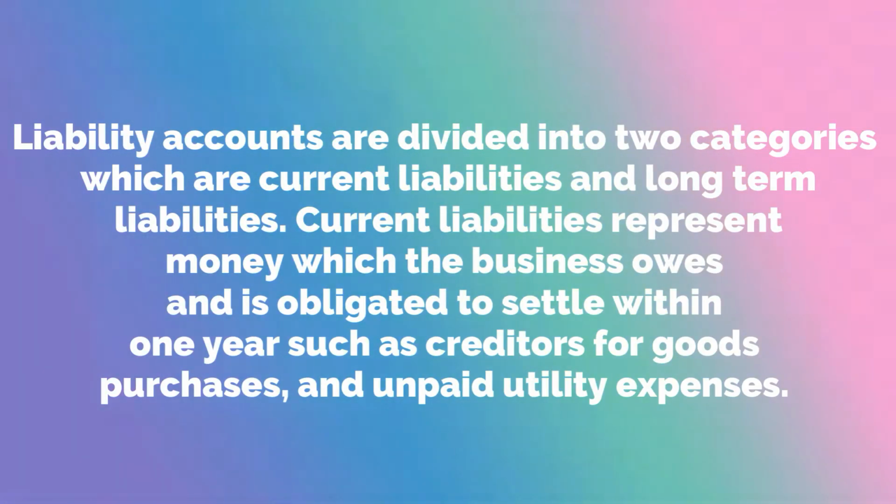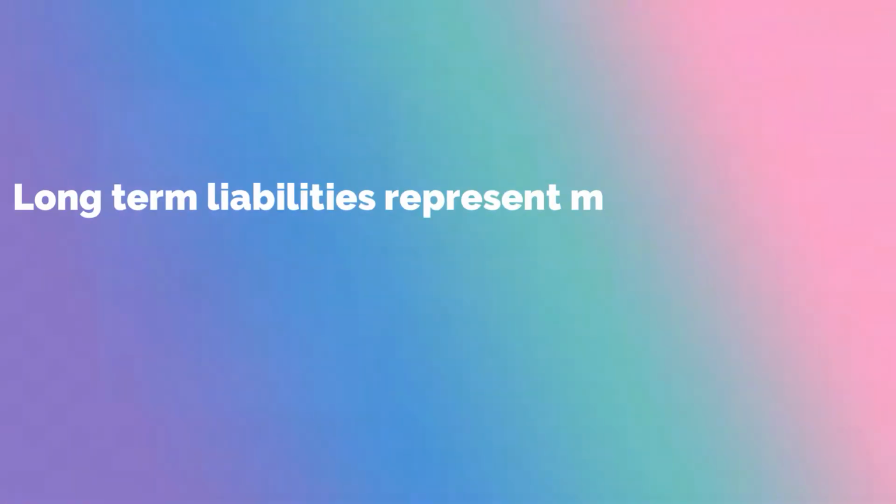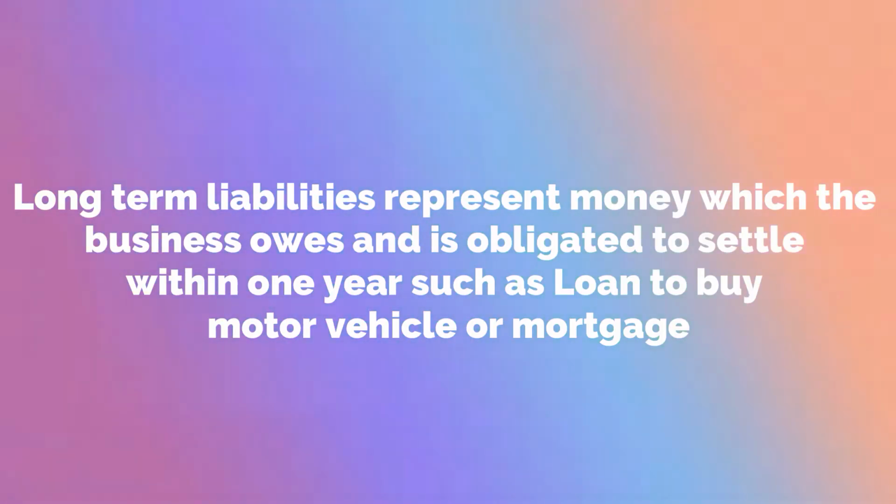Liability accounts are divided into two categories, which are current liabilities and long-term liabilities. Current liabilities represent money which the business owes and is obligated to settle within 1 year, such as creditors for goods purchased and unpaid utility expenses. Long-term liabilities represent money which the business owes and is obligated to settle within 1 year, such as a loan to buy a motor vehicle or mortgage.